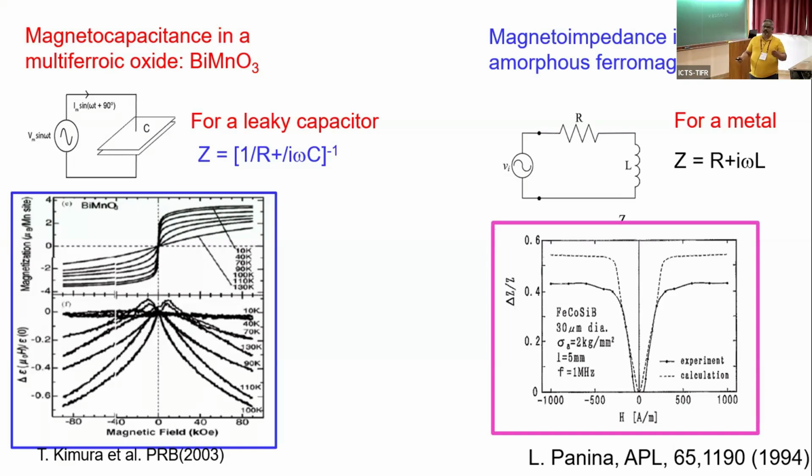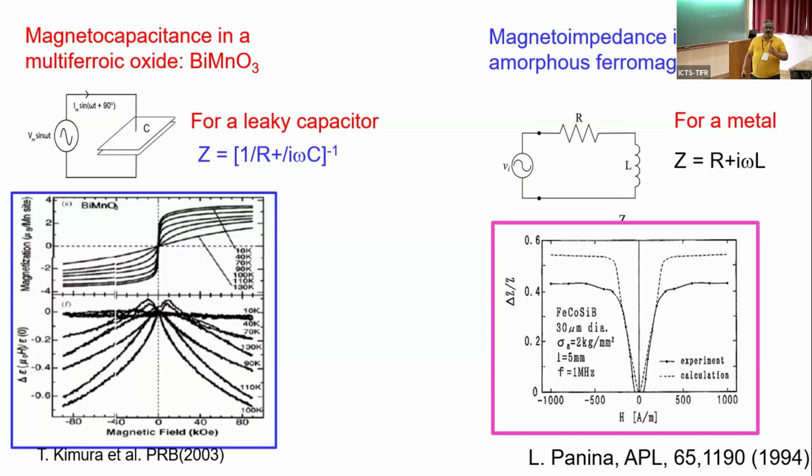If you apply the magnetic field, the capacitance will vary. For example, this is a ferromagnetic insulator, bismuth manganite. The capacitance changes dramatically around the Curie temperature. So understanding the exact mechanism of magnetodielectric coupling is important. But if the material is not highly insulating, what you measure is wrong, but many people don't report that.